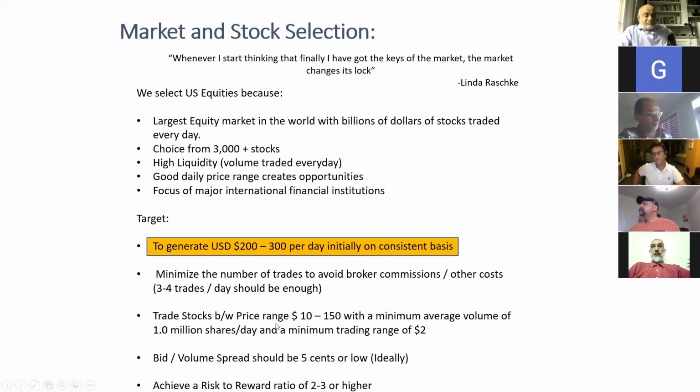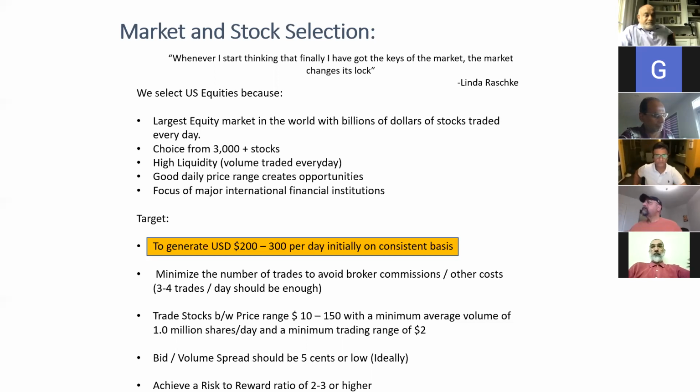Minimize the number of trades to avoid broker commission and other costs. If we do a lot of trading, number one, it is going to cost us in terms of broker commission. They will charge their commission. There are some other costs as well. And obviously it will take extra time.